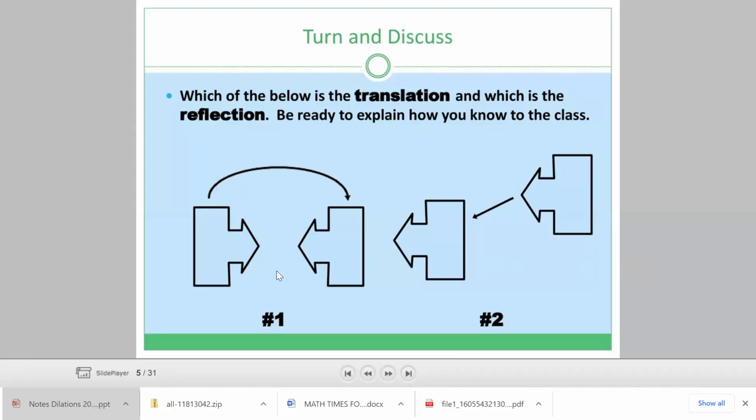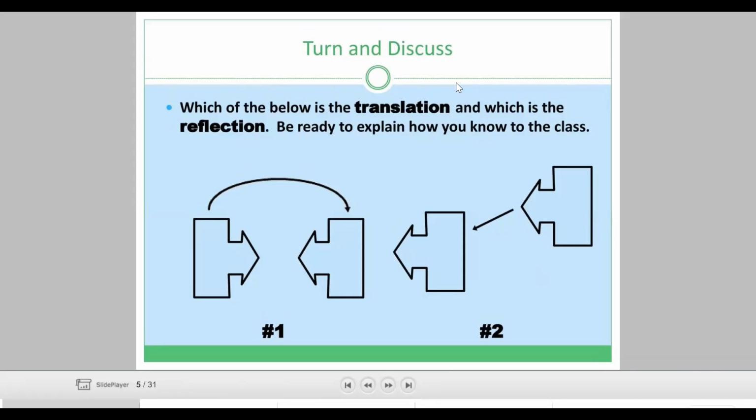Number one is a translation, number two is a reflection. Okay, anybody else? I'll give you the answer at the end and I'll explain why. Okay, more. Number one is a reflection and number two is a translation. So you said the opposite of what he said so far. Okay. Anybody else? One more person?